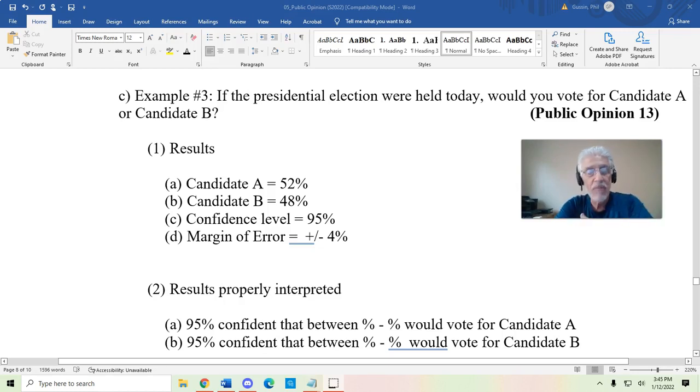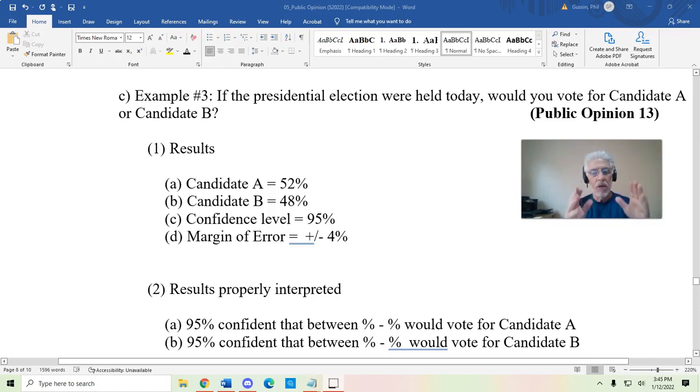As with the other examples, the confidence level is 95%. And in this case, the margin of error is plus or minus 4%. Now, just so you know, that's not uncommon in terms of margins of error for public opinion polls. So, first I want you guys to calculate what the results are properly interpreted, because we know already that the media would report this as candidate A is ahead of candidate B by 4 percentage points. If nothing else, I hope that you've realized that that's just not true. That's not what this poll says, because there's a confidence level and there's a margin of error.